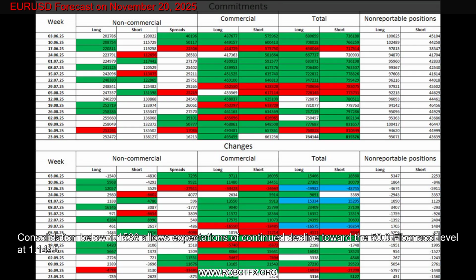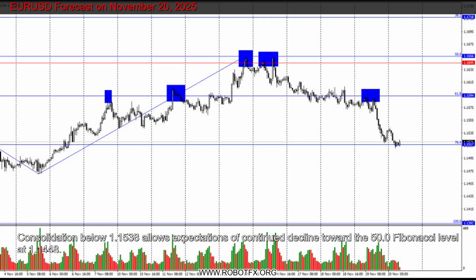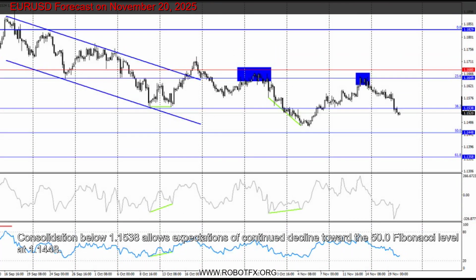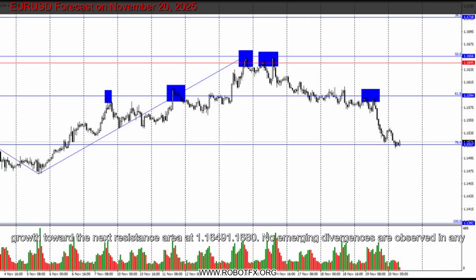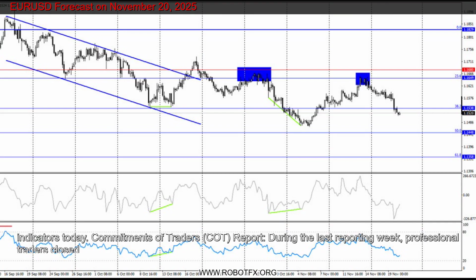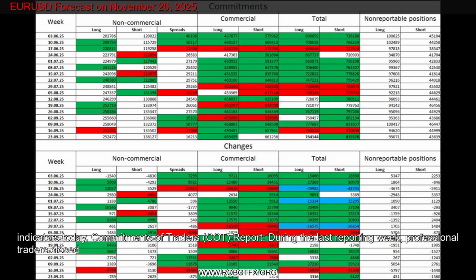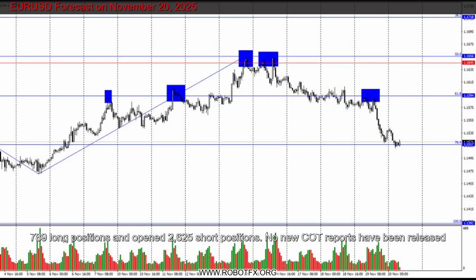Commitments of Traders COT report. During the last reporting week, professional traders closed 789 long positions and opened 2,625 short positions. No new COT reports have been released for more than a month. The sentiment of the non-commercial group remains bullish thanks to Donald Trump and continues to strengthen over time. The total number of long positions held by speculators has now reached 252,000, while short positions amount to 138,000, practically a twofold difference.